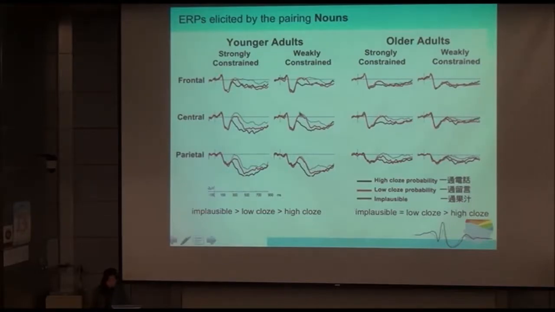And here's the data from the ERP elicited by the pairing noun. On the left side is the data from younger adults. And this time you see the gradient effect here for the strongly constrained classifier, which is quite different from the previous finding. And on the other side is the data from healthy older adults. They show a cloze probability effect under a strongly constrained classifier, but not for the weakly constrained classifier.